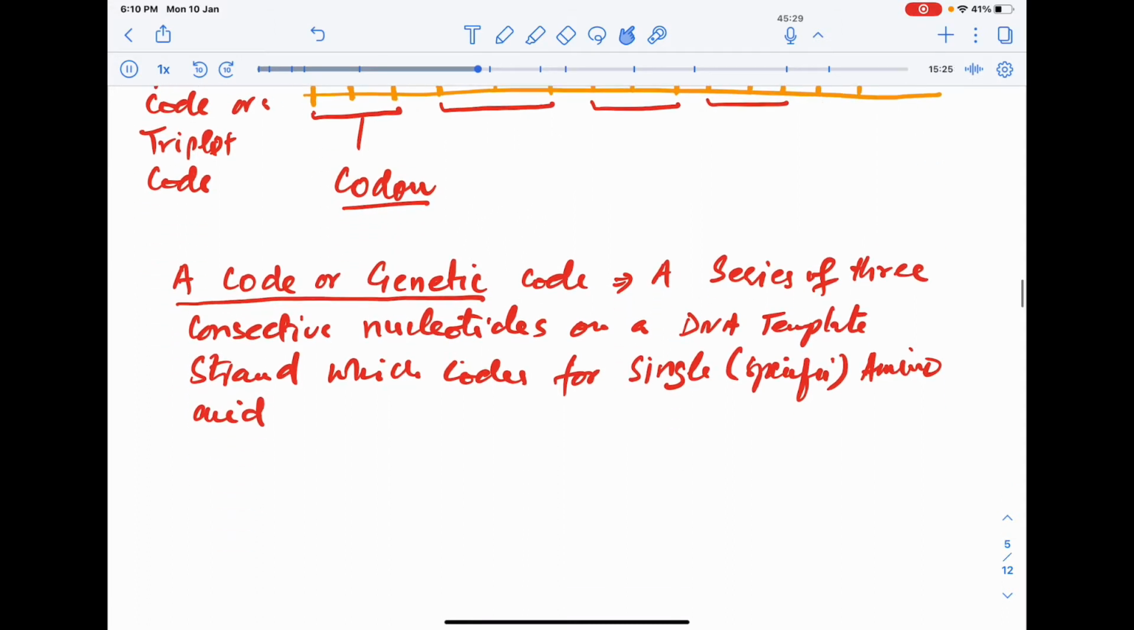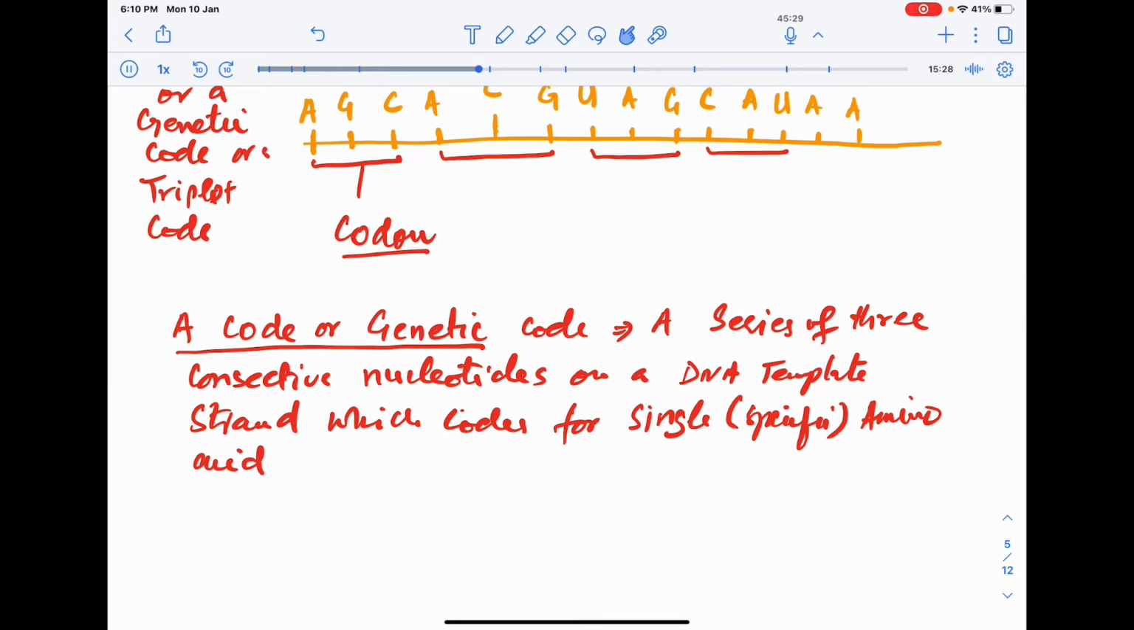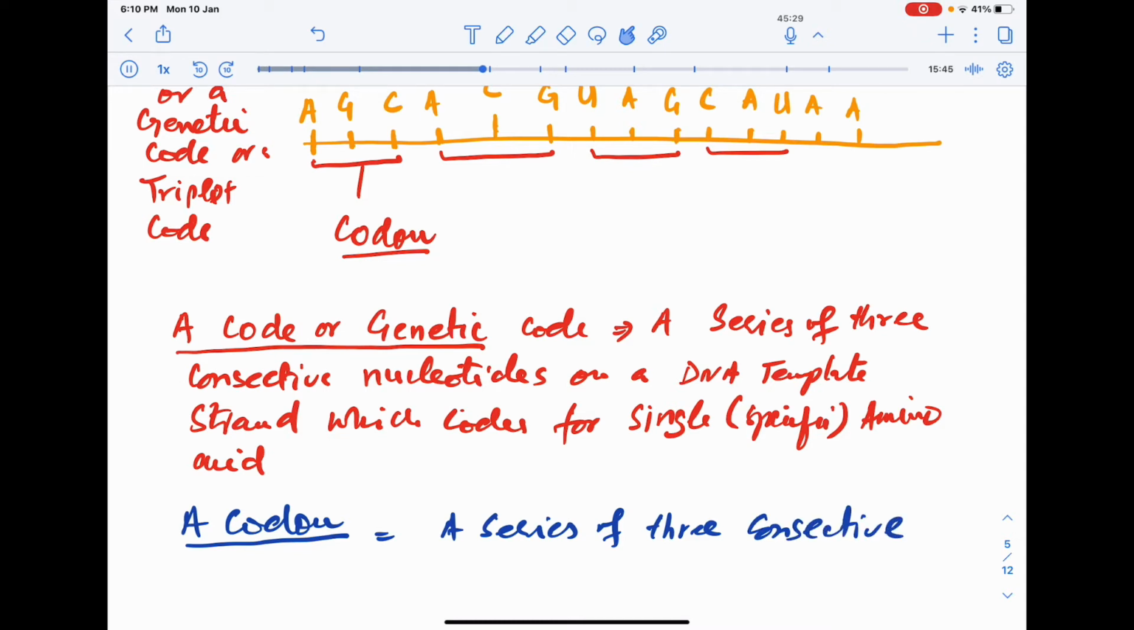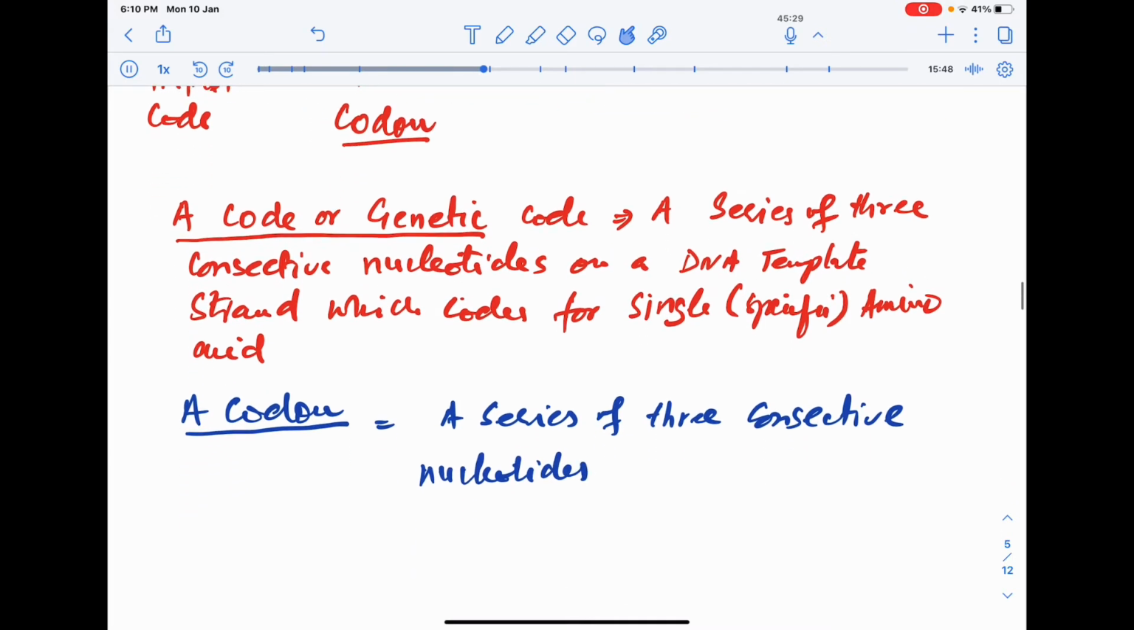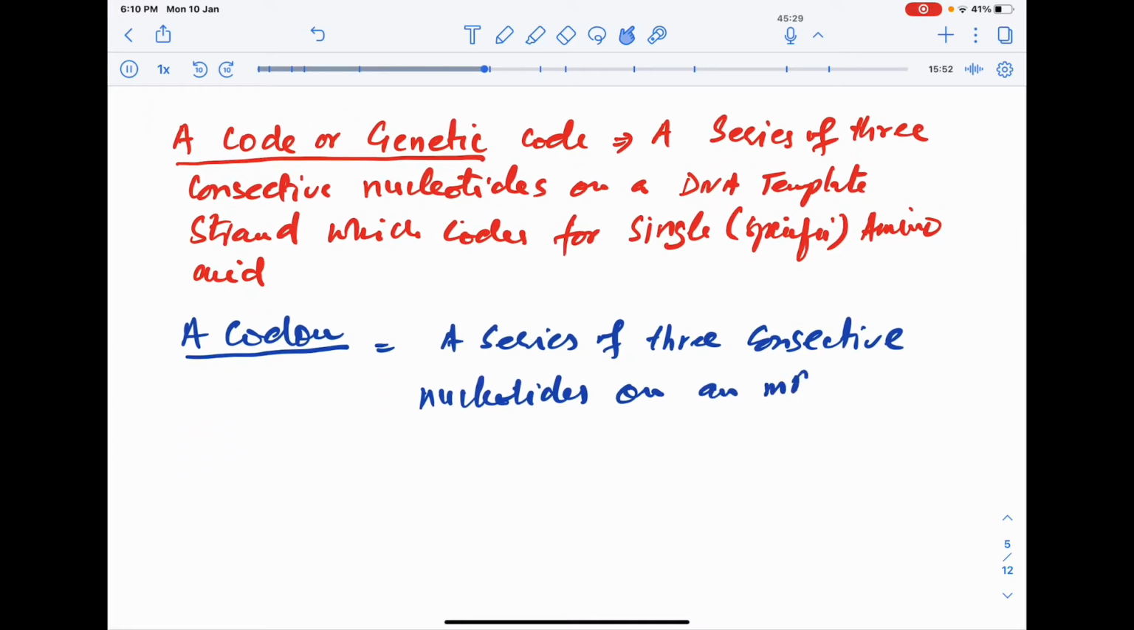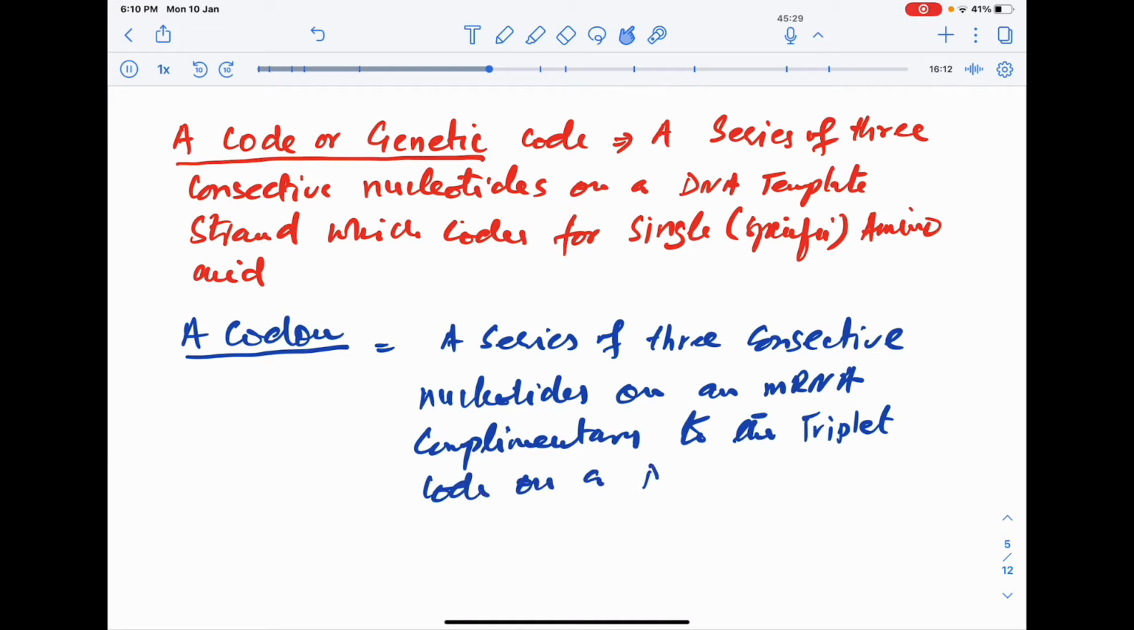Whereas a codon is a series of three consecutive nucleotides on an mRNA complementary to the triplet code on a DNA molecule.